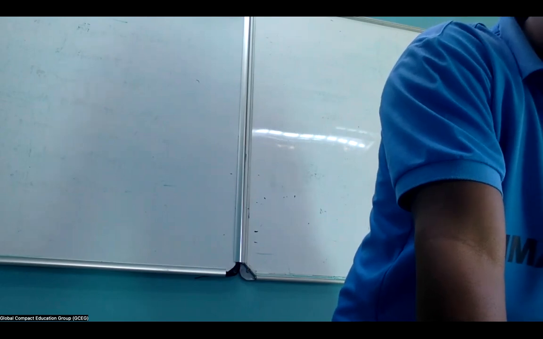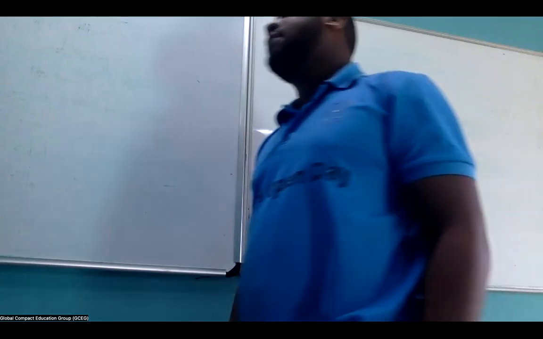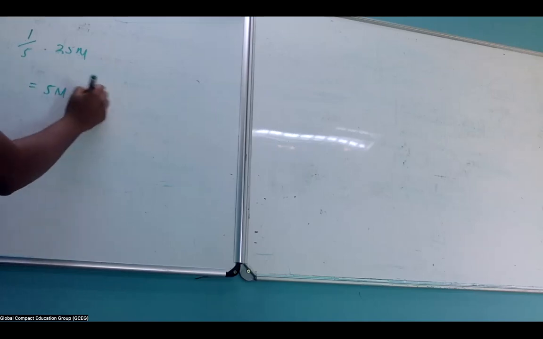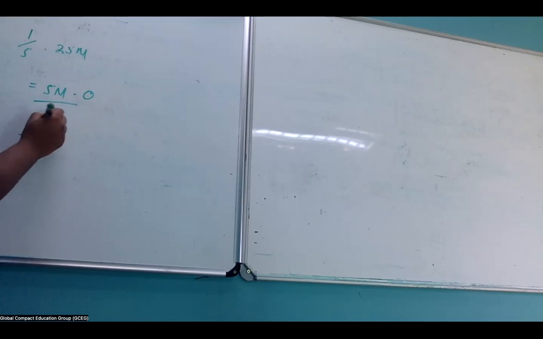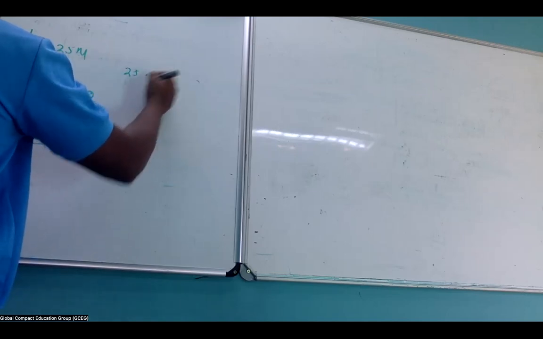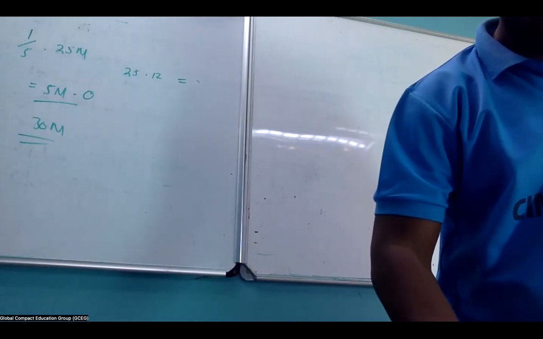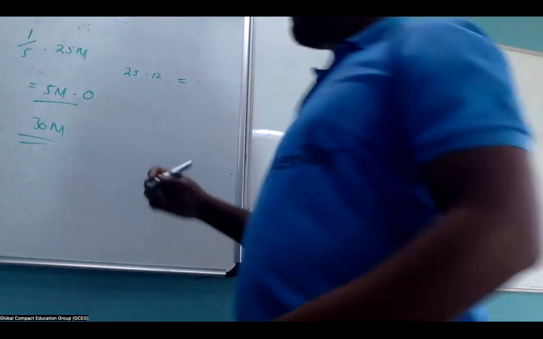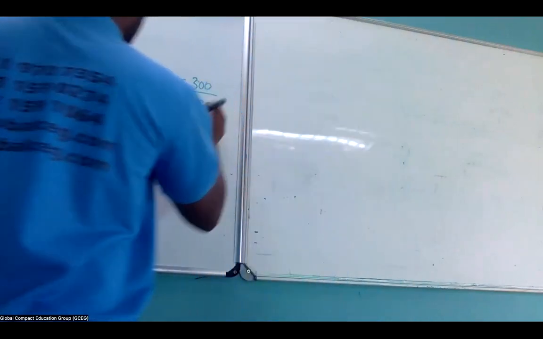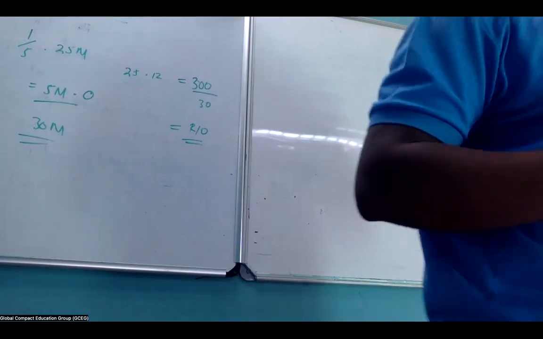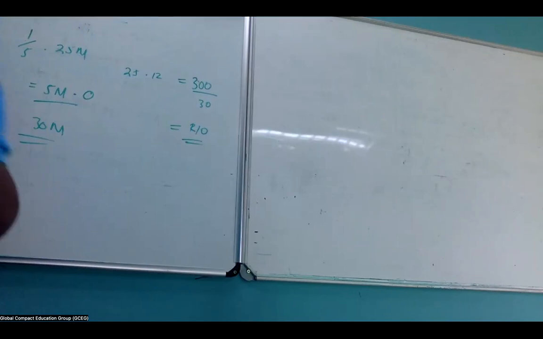So in other words, with the scrip dividend there's no cash movement, right? So we are saying 1/5 times 25 million gives us 5 million shares of zero value. So in total, you now have 30 million shares, right? But the worth of the shares is still 25 million times 12, which gives us 300 million, divided by now 30, which gives us 10 rand per share. So that's your answer there, which is B. So it's 2 marks. It's an easy calculation.